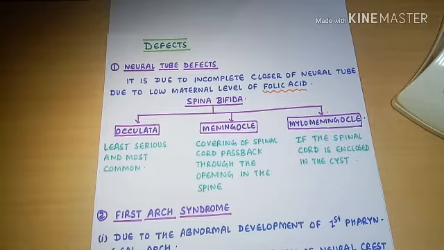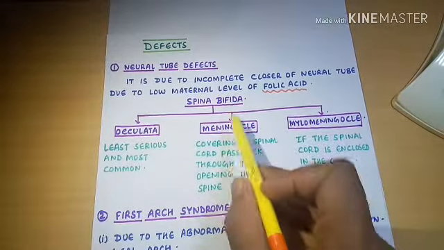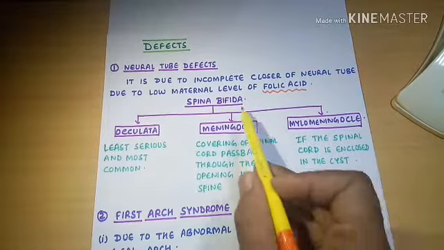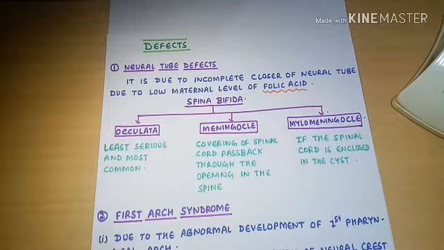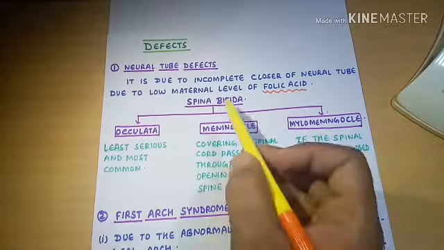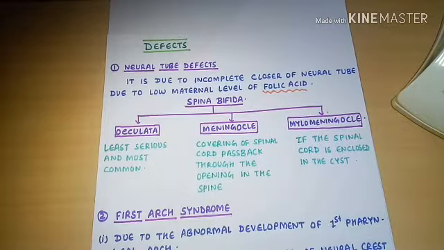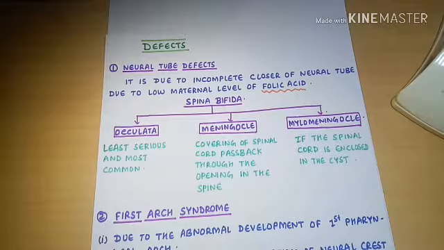There are in general three types of spina bifida: the spina bifida occulta, the spina bifida meningocele, and the spina bifida myelomeningocele. The spina bifida occulta is the least serious and most common. Most types of spina bifida are occulta. It is not that serious and it is more common.